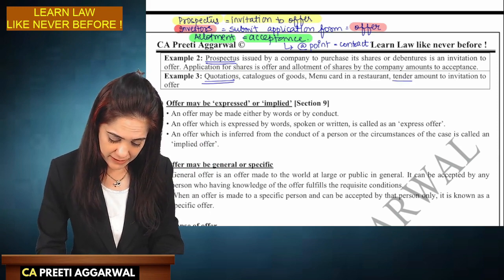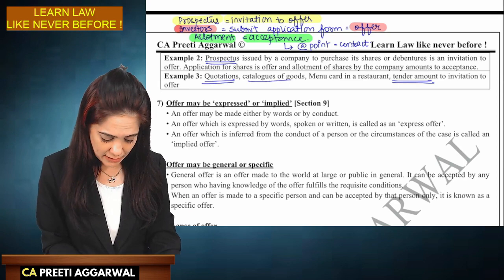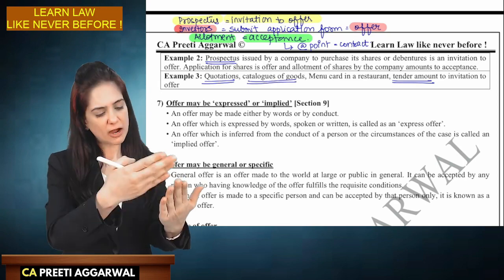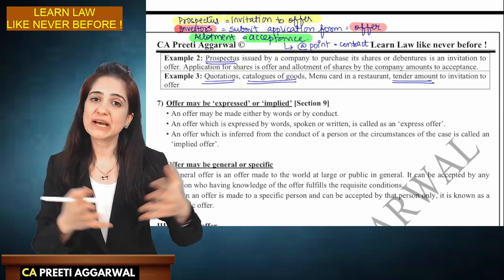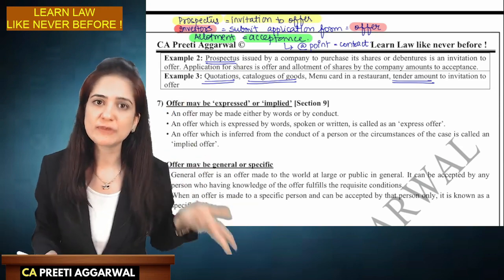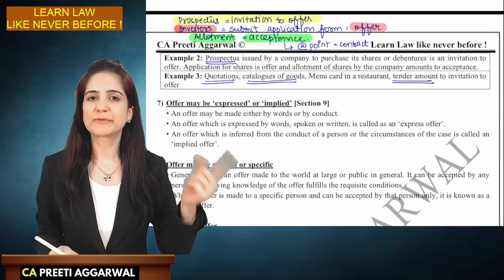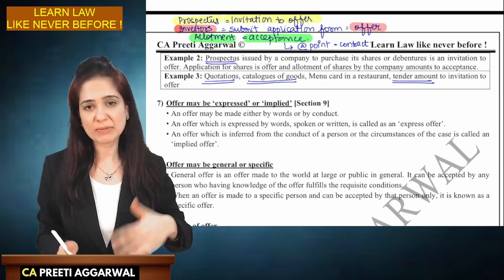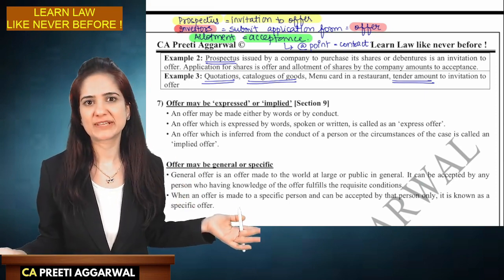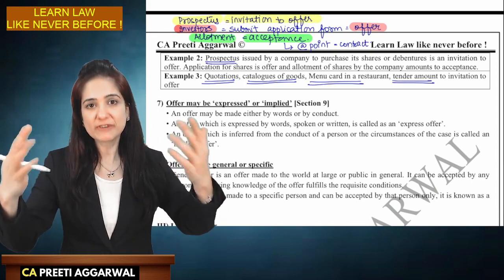Quotations. Tender. Do you remember the cement example? Catalog of goods, like you buy Tupperware after going through the catalog. The catalog is an invitation to offer that we are selling these goods. You tell me what you want to purchase. We customers give the offer, which is either accepted or rejected by the company. Sorry, ma'am, this is not in stock. Offer is rejected. Yes, ma'am, we will give it to you next week. Offer accepted.